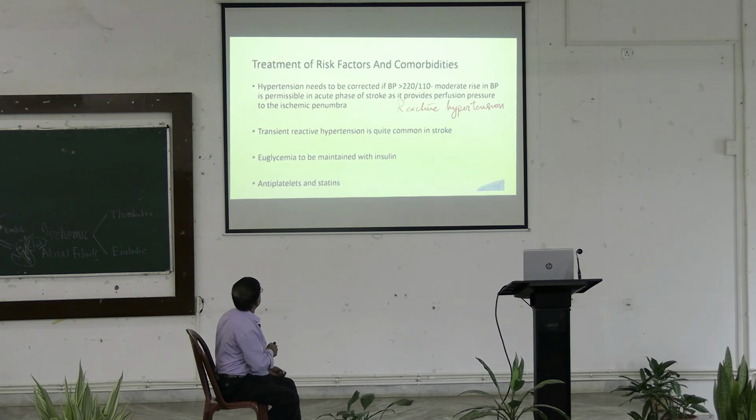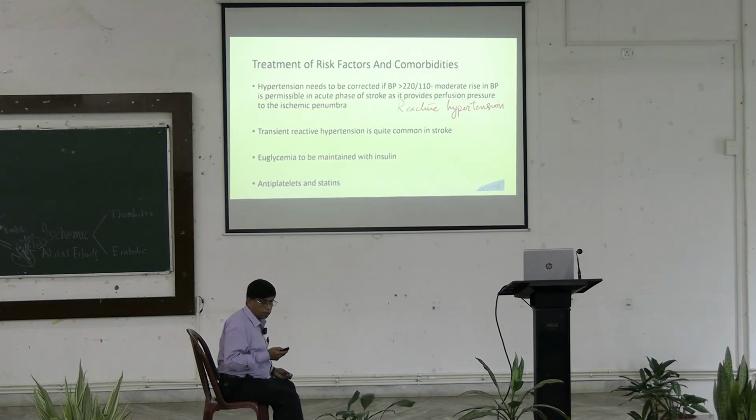The acute phase of stroke provides transient reactive hypertension. Hyperglycemia is quite common in stroke. After an embolic stroke and thrombotic stroke, the patient develops hypertension transiently. But that hypertension should not be reduced, because it is protective to the patient. It is a reactive hypertension; the system of the body is trying to raise the blood pressure to get blood to the ischemic area. So it is protective, and you should not treat that hypertension in case of ischemic and embolic stroke.